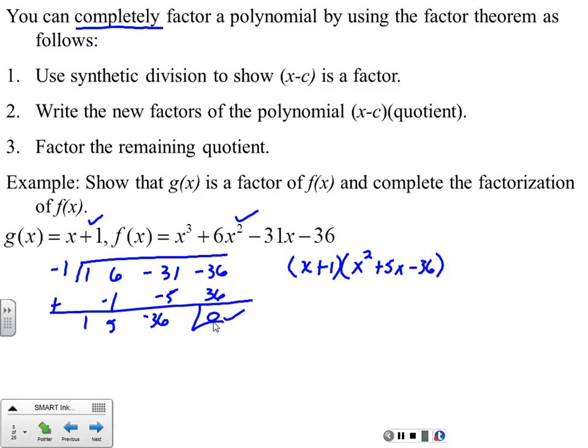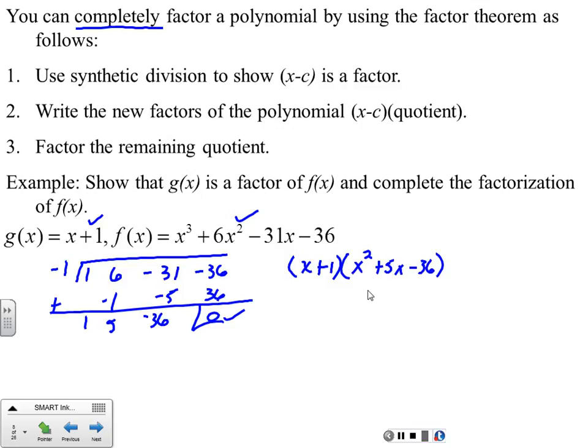But this is not completely factored, because I have a quadratic here that's still factorable. Okay? So, watch this. This is very important. Since I have a third degree polynomial that I'm trying to factor, I know it's a third degree polynomial because that's the highest degree term. How many factors should you expect? 3. If you have a second degree, 2. If you have a fourth degree, 4. Okay? So we're expecting 3 factors.